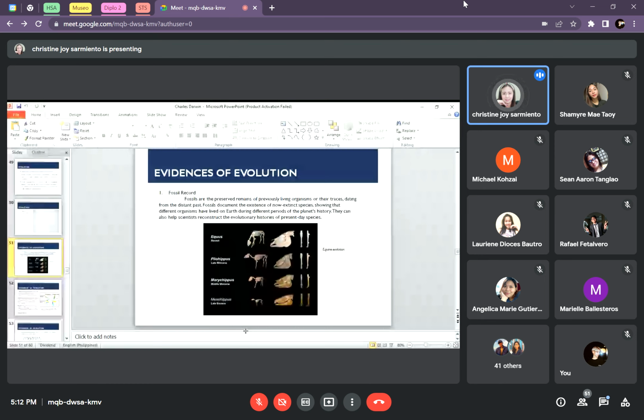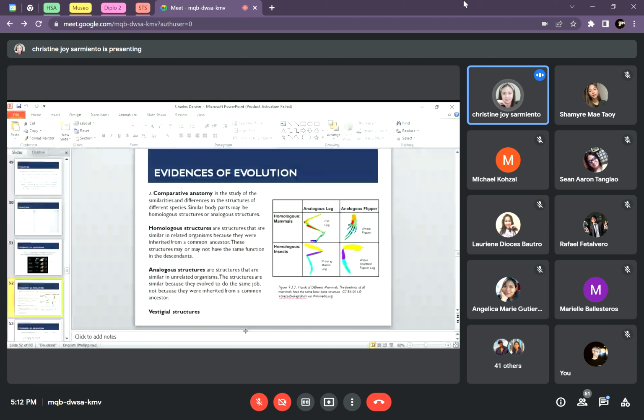So that's one of the ways. Comparing the structures or morphological structures of organisms, you can also tell whether these organisms have evolved from a common ancestor or not. So, meron po tayong tinatawag na homologous structures, analogous, and vestigial.